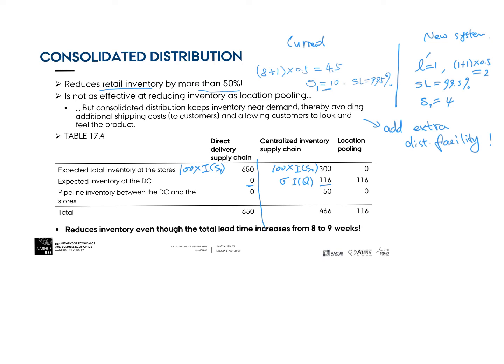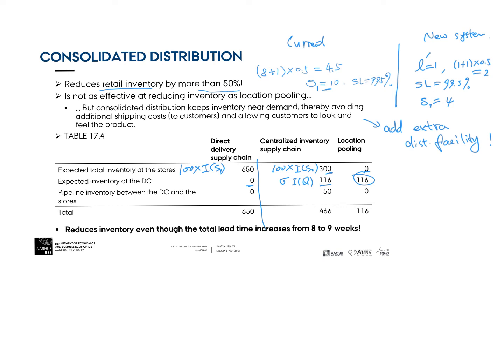If you purely do location pooling, then you do not hold any inventory in the distribution center. So you only have this centralized storage. So you do not hold any inventory in retailer stores. So that's actually the different strategies comparison. So it's not very detailed in these slides. Try to read the textbook to figure out all these numbers.